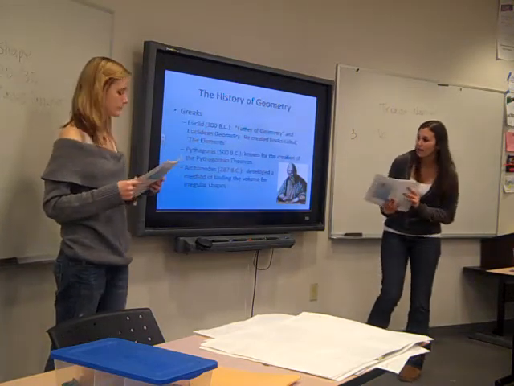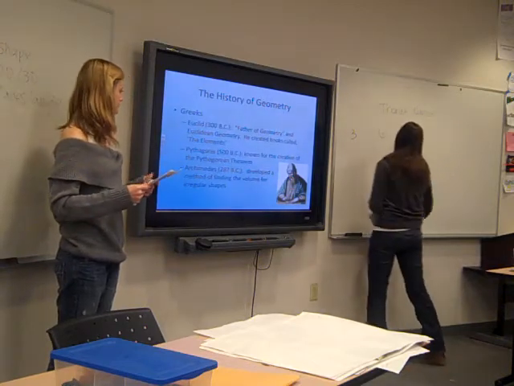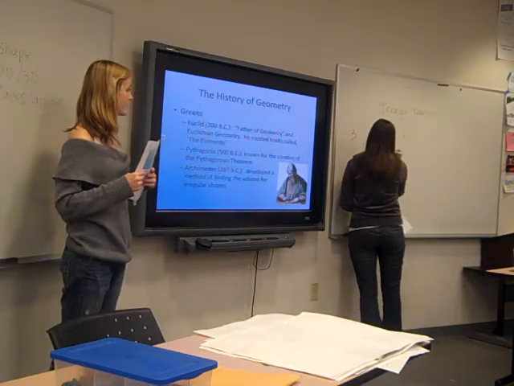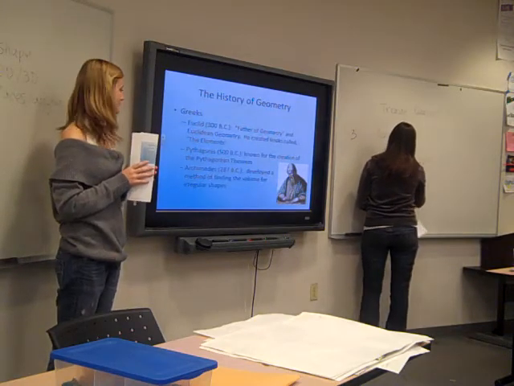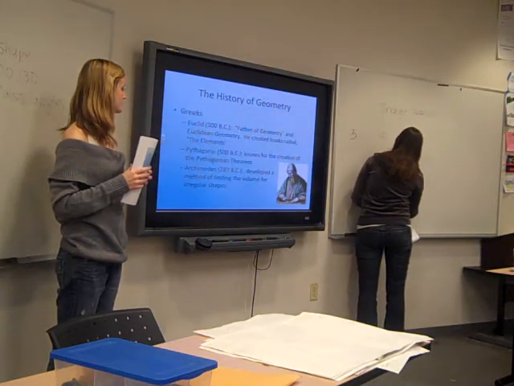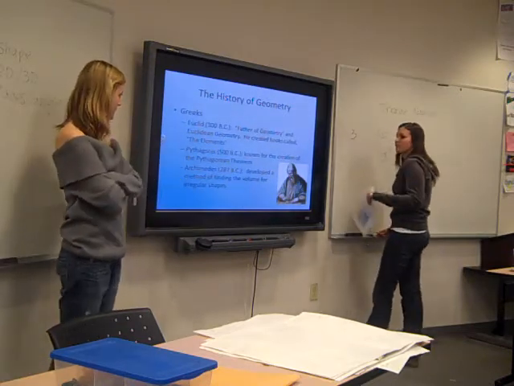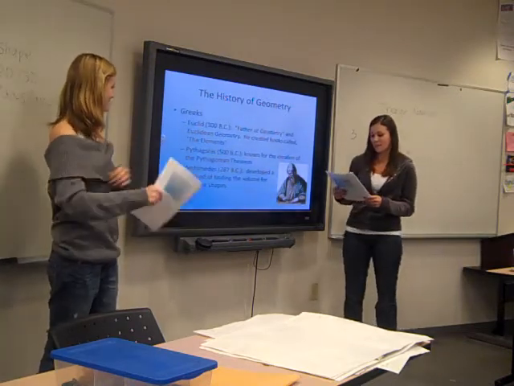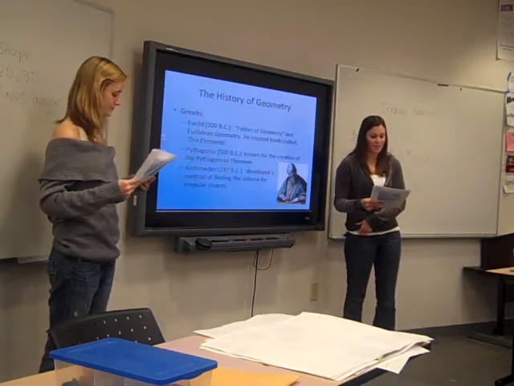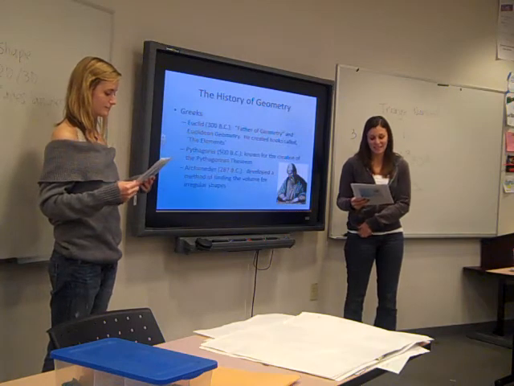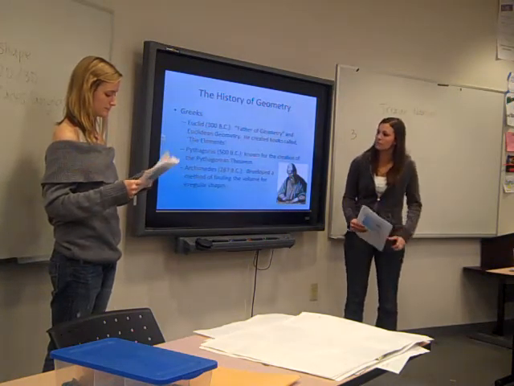And then there's Pythagoras, and he's known for the creation of the Pythagorean theorem, which is a squared plus b squared equals c squared, with the right triangle and its sides, angles, and the hypotenuse. And then there was Archimedes. He developed a method for finding the volume of irregular shapes.